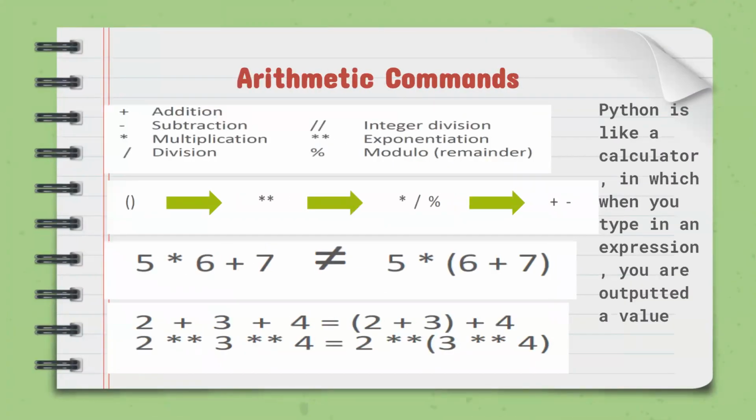Yeah, so in regards to arithmetic commands, Python is just like a calculator in which when you type in an expression, you're actually outputting a value. So it actually gives you a value just like a calculator. So you can add, subtract, multiply, and divide. And also you can do integer division, exponent, so power rule, and also modulo, which just gives you the remainder. And in regards to integer division, it basically just rounds your value down. So if it was 2.9, it'd be 2. And if it's like 2.1, it'd be 2.